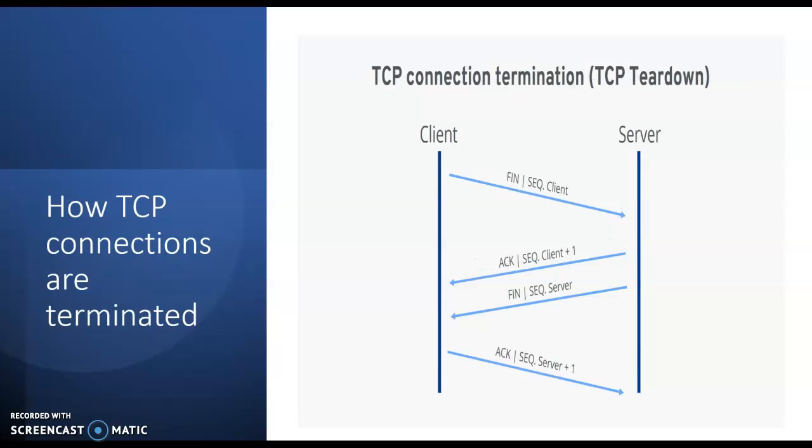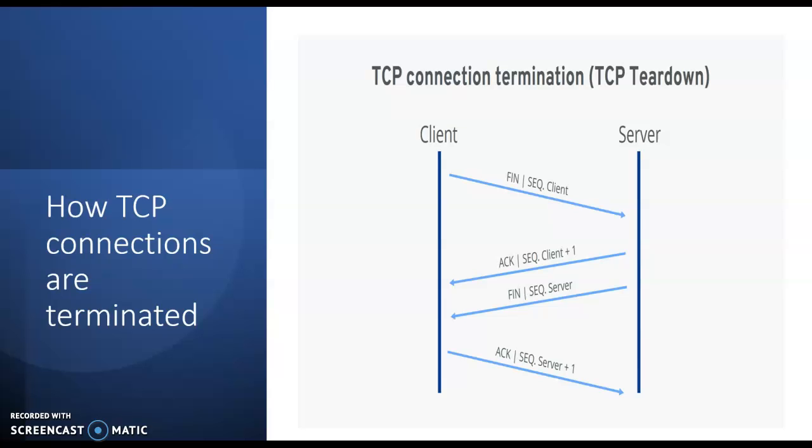Next, I'm going to talk about how TCP connections are terminated. As you already know, both sides in the connection can terminate the TCP connection at any time. There's also something called half-open connection, where one-sided termination is possible. But this diagram to the right explains the steps of the two-way termination, which is what I will be talking about.